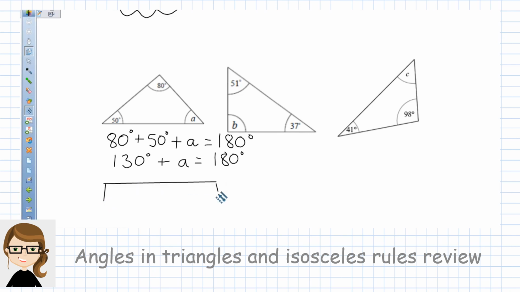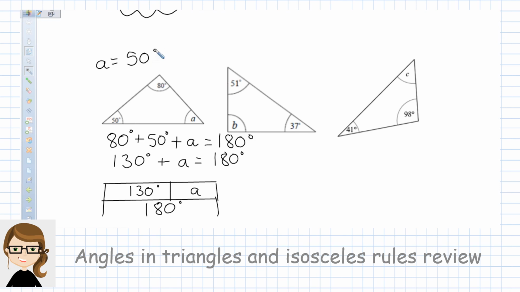You can visualize this with a bar model if you want to. Just drawing a quick one here. So we've got 130 plus A gives us 180. So we're just going to have to subtract 130 from 180 to give us A. So 180 take away 130 is 50 degrees.